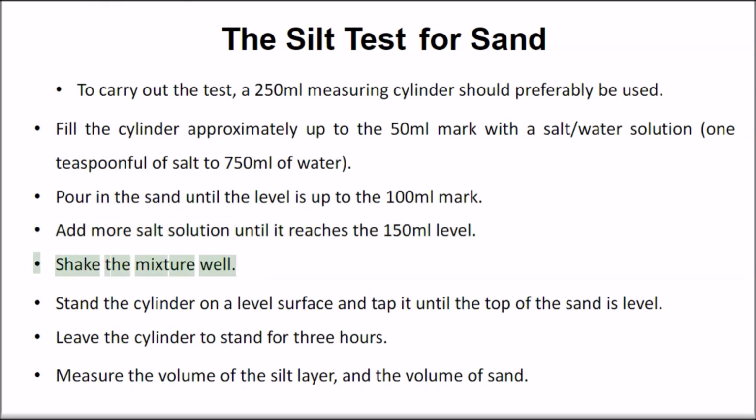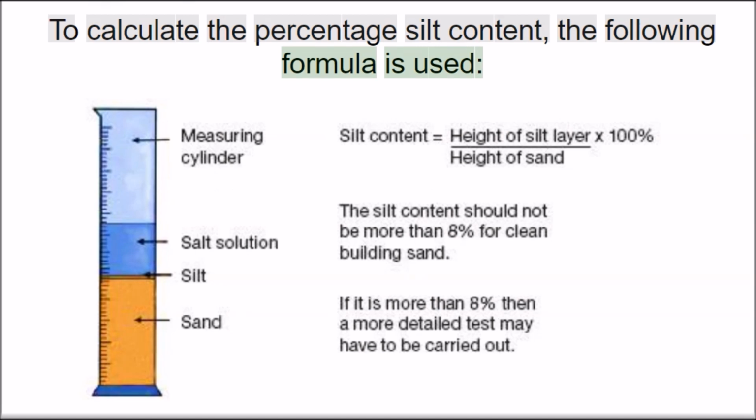Shake the mixture well. Stand the cylinder on a level surface and tap it until the top of the sand is level. Leave the cylinder to stand for 3 hours. Measure the volume of the silt layer and the volume of sand. A formula is then used.